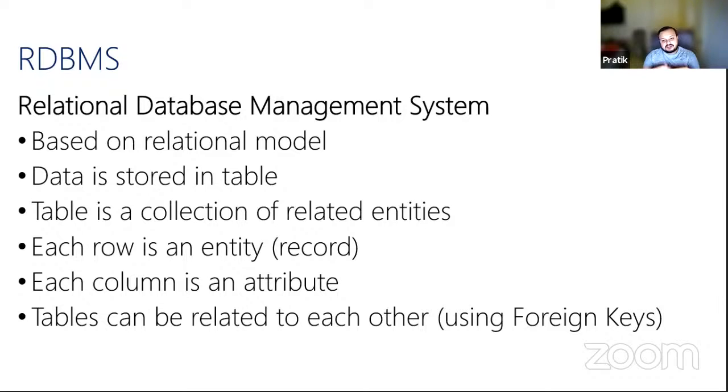And tables can be related to each other using foreign keys. This is the main USP, or the main salient point, of an RDBMS, where one table can be related to another table. The way we do that is using foreign keys, which we will see in depth when we actually start doing modeling. When we model a relational database, we will see in much more detail how these foreign keys and everything are maintained. So that's it about relational database management systems.